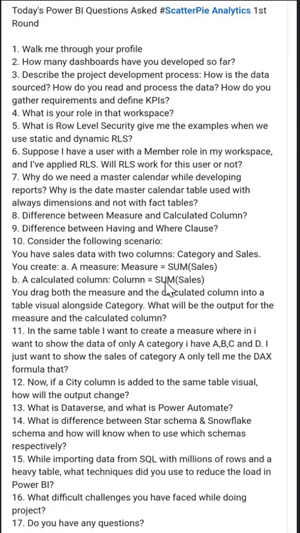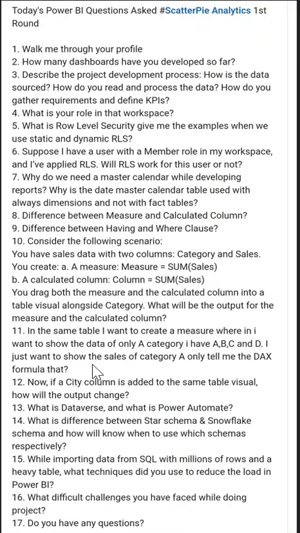Tenth question is they give me a scenario. You have sales data with two columns, category and sales. You create a measure. Measure is equal to sum of sales, right? And B is equal to calculated column. Column is equal to sum of sales. You drag both the measure and calculated column into a table visual alongside category. What will be the output for the measure and the calculated column? Please read about this question again, and try to give the answer in the comment section also.